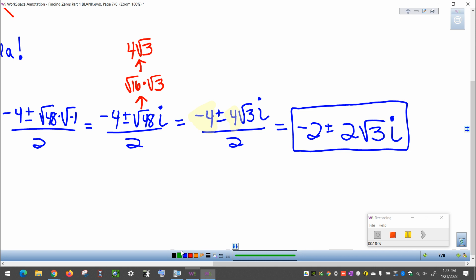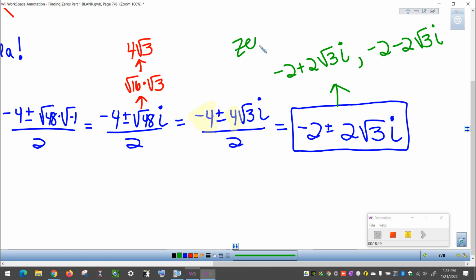Now remember that plus or minus sign really represents 2 different solutions. You don't have to write them out separately, but this is really what it would be. So it's the negative 2 plus 2 square root 3i answer. The other one is negative 2 minus 2 square root 3i.